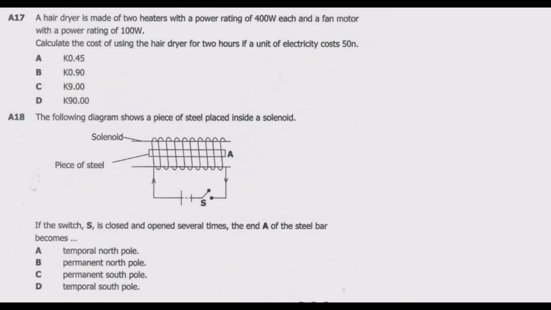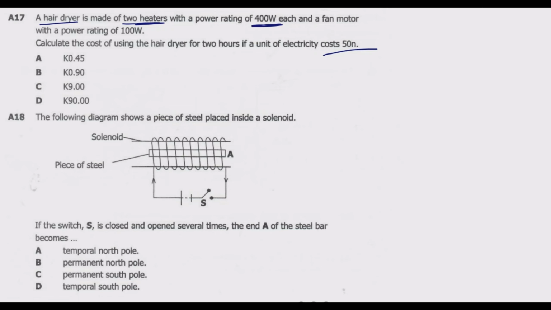An air dryer is made of two heaters with a power rating of 400 watts each and a fan motor with a power rating of 100 watts. Calculate the cost of using the air dryer for 2 hours if a unit of electricity costs 50 ngwe. So basically we have this air dryer made up of two heaters, and each heater is 400 watts.